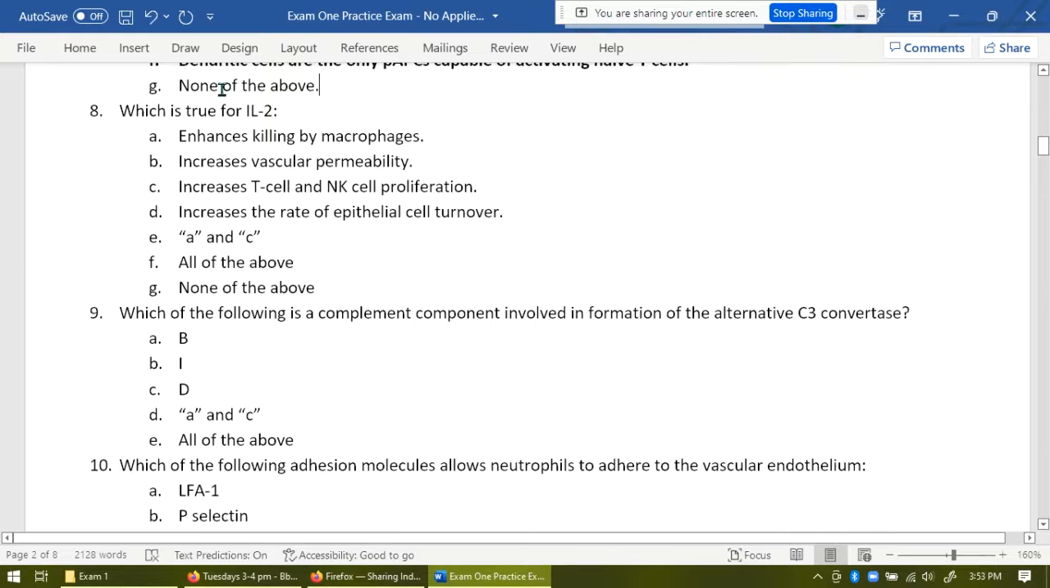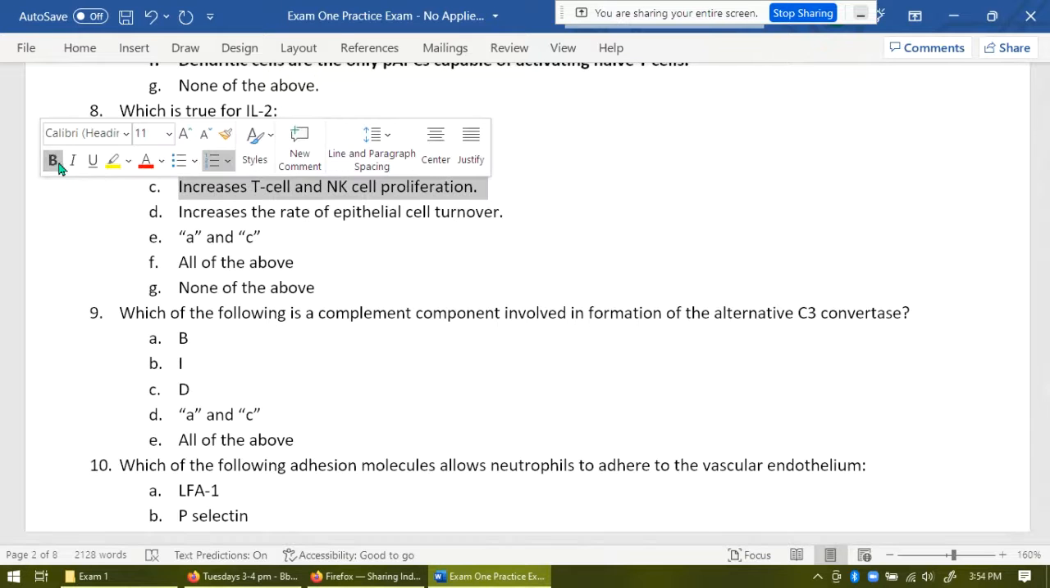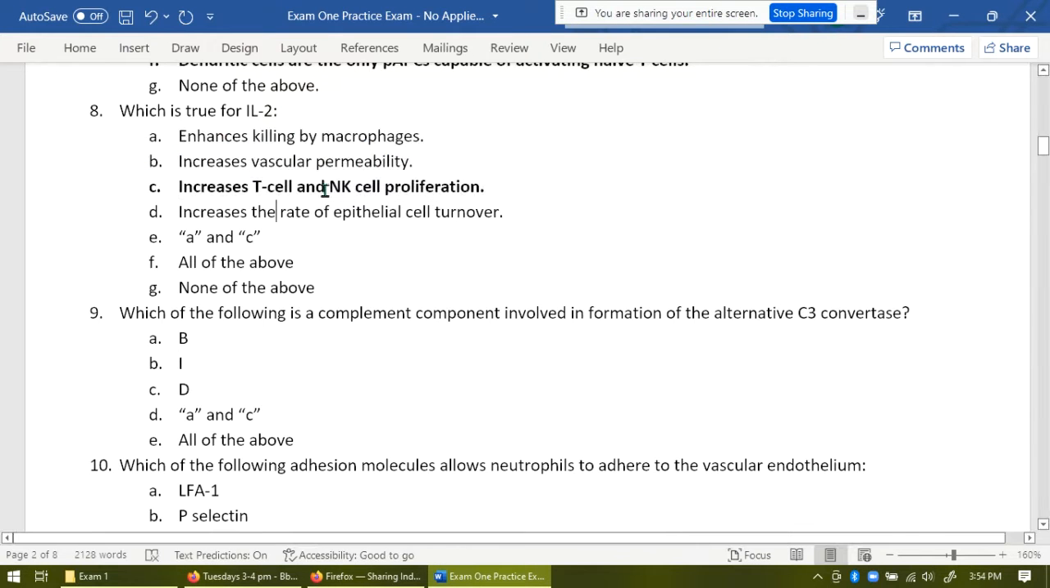Which is true for IL-2? Enhances killing by macrophages. I'm actually going to give you the answer to this one. IL-2 is a growth factor for all lymphocytes. And that's important for T cell proliferation and natural killer cell proliferation. So IL-2 is a growth factor for lymphocytes. It's made by Th1 cells.